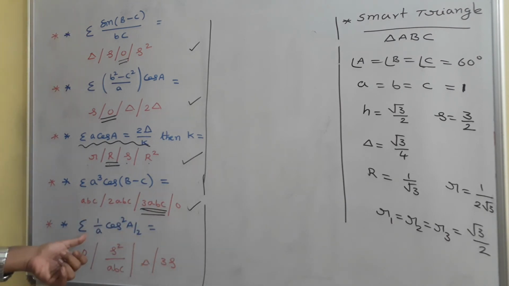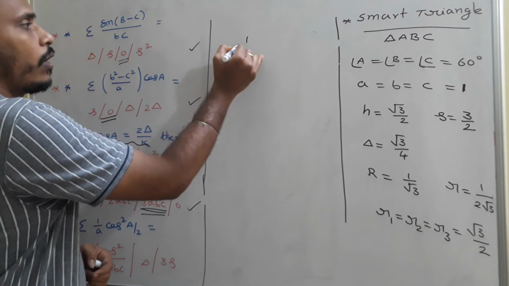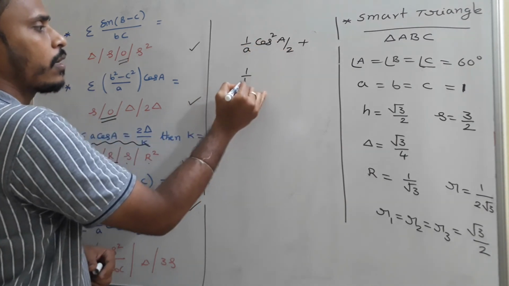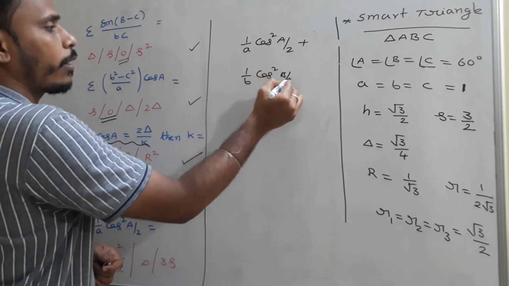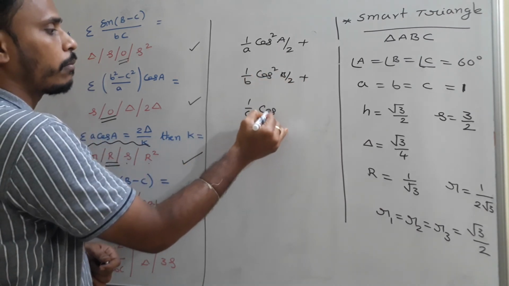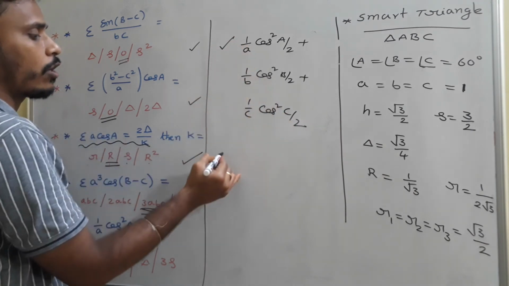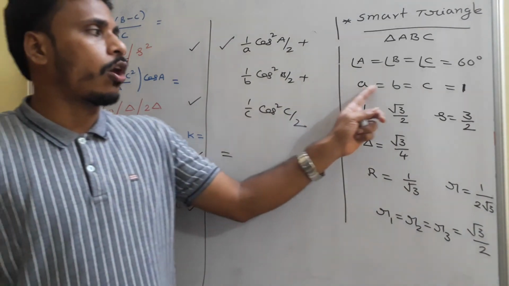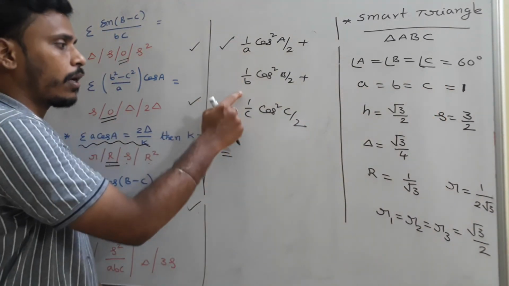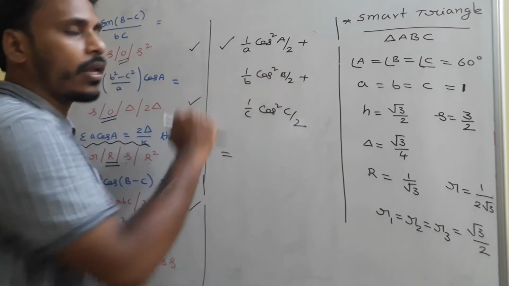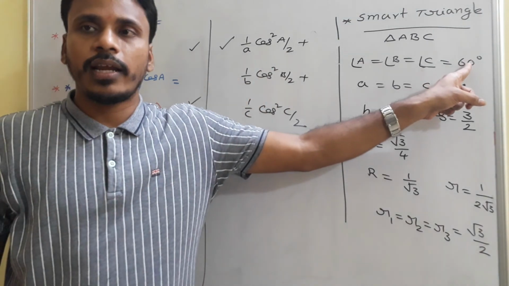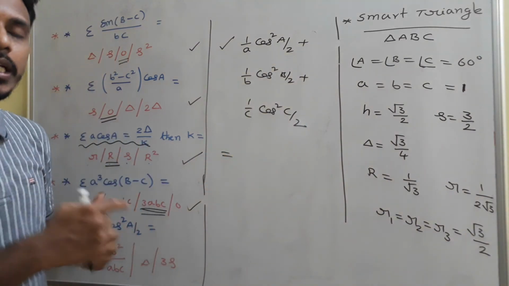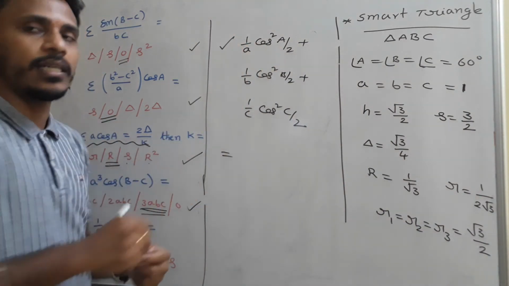The last question is sigma 1 by a cos square A by 2. Again the same logic: the first term is 1 by a cos square A by 2, plus the second term 1 by b cos square B by 2, plus the third term 1 by c cos square C by 2. This simplification we need to find. When you apply the idea of smart triangle, all the side lengths are 1, so 1 by 1, 1 by 1, 1 by 1 neglected. We know that A is 60 degrees, so A by 2, B by 2, C by 2 are 30, 30, 30. Cos square 30 degrees now.